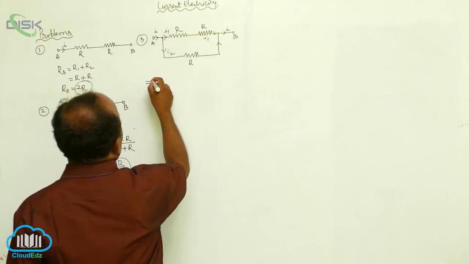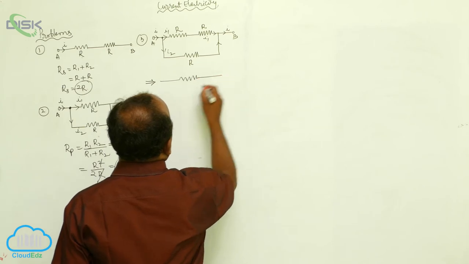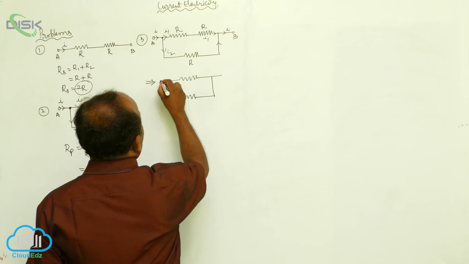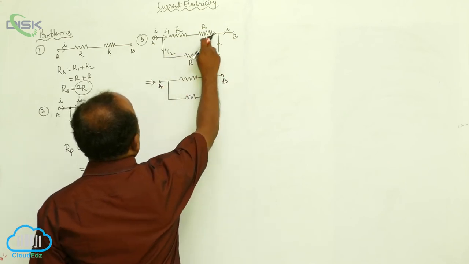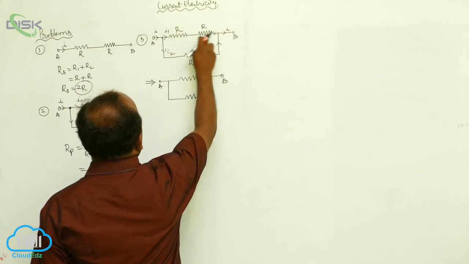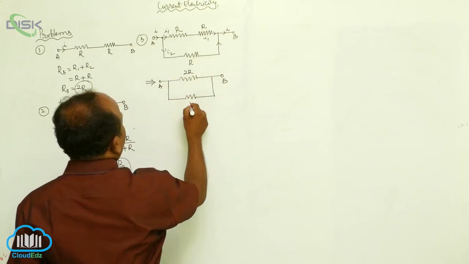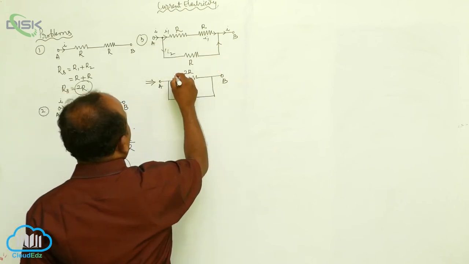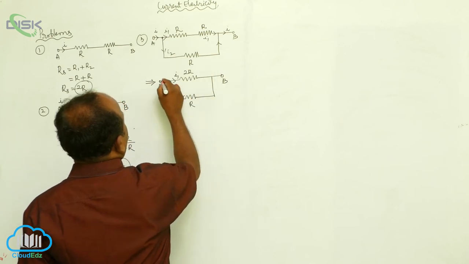Then the circuit becomes like this. Now this is called point A, this is called point B. These two are in series, R1 plus R2, R plus R, that equals 2R. This will remain the same. Now what is the current passing through this one? That is I1. What is the current passing through this one? I2.